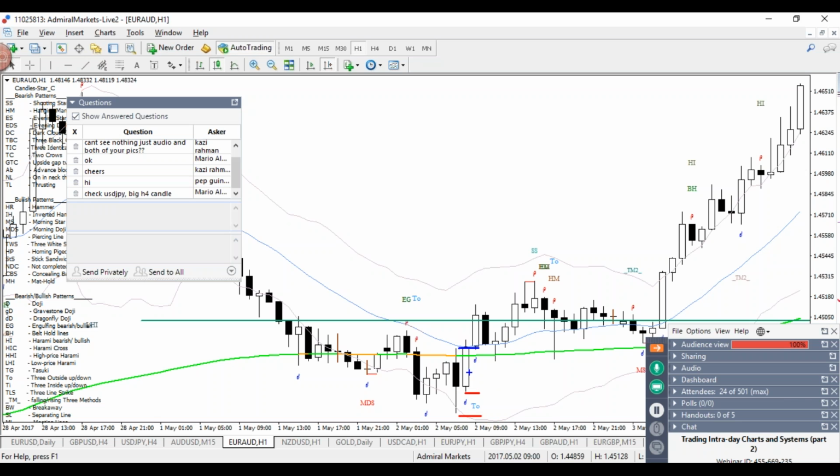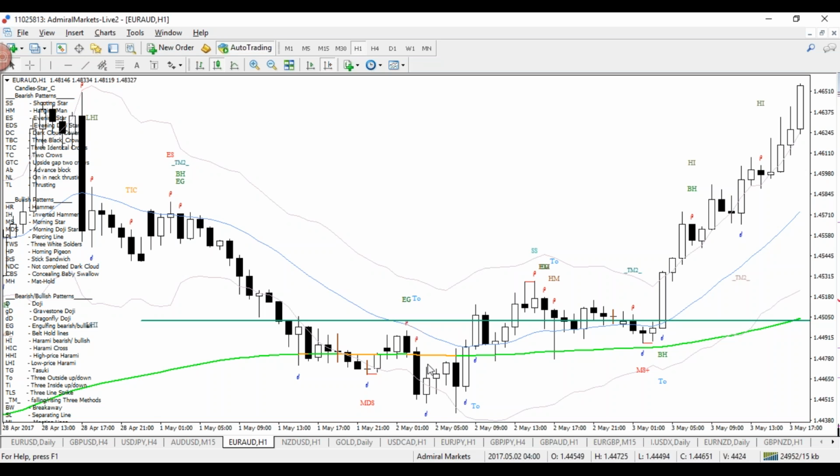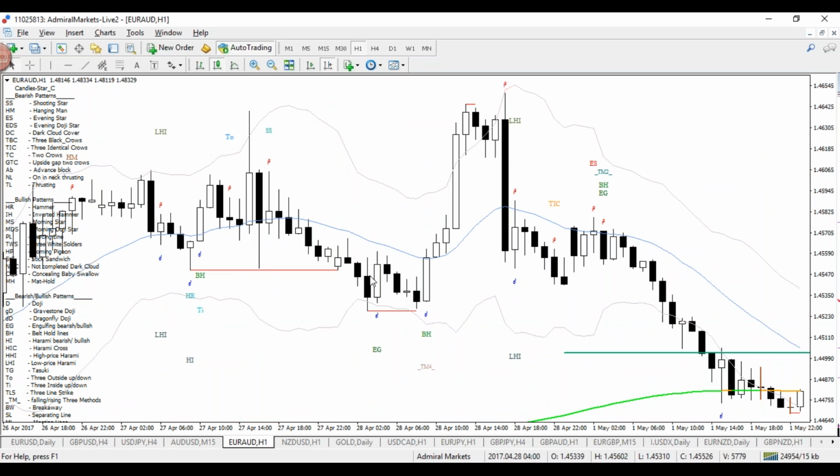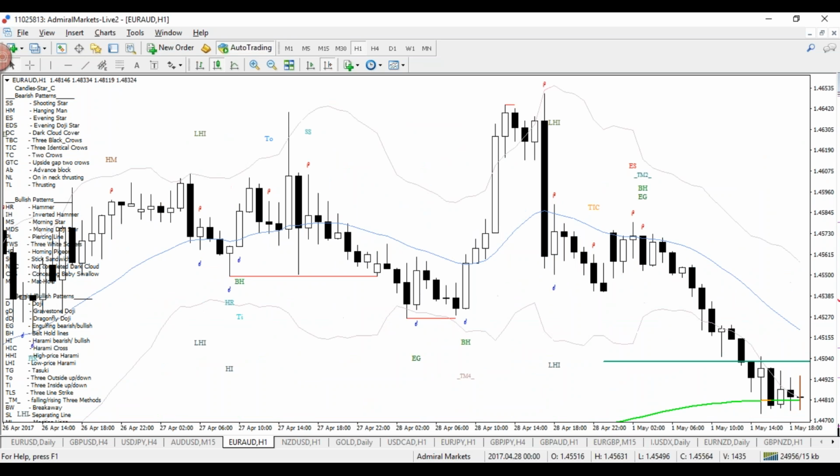So this one, indeed, eventually, after a move up, consolidation continues with a breakout. That's a good reversal example. Let's see if we can find one more.